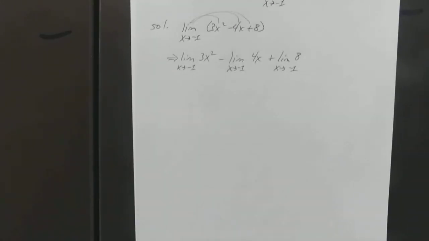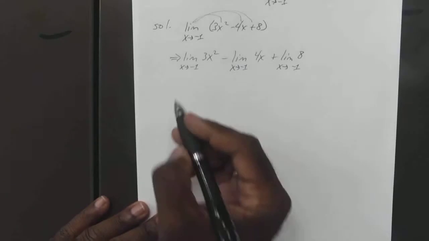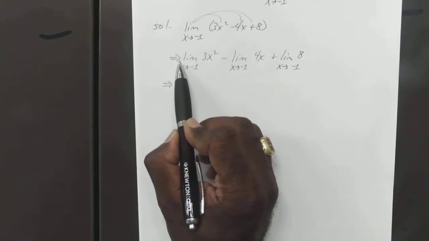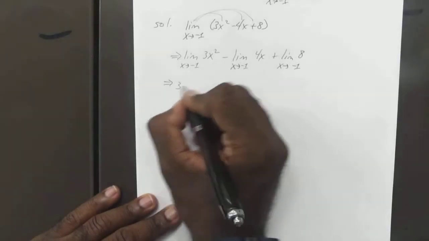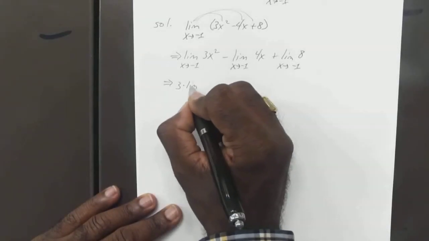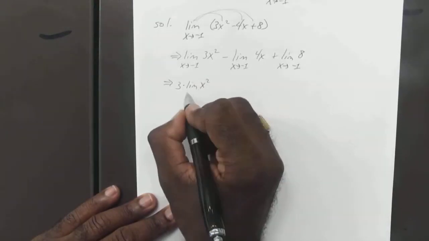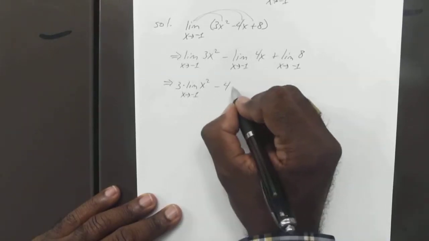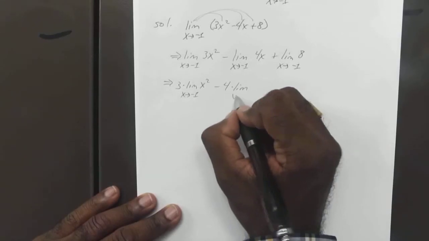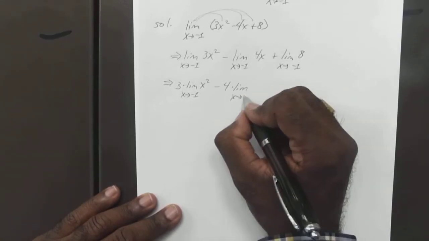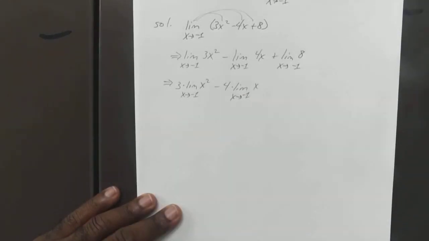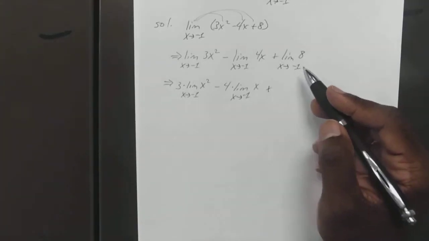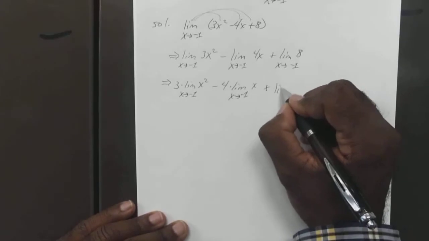You can also factor out a constant if you wanted to. So this one, you can just factor the 3 out to the front. 3 times the limit of x squared as x approaches negative 1 minus 4 times the limit of x as x approaches negative 1. Here you just have the limit of a constant. It's just going to be that constant, so you don't have to factor anything out.